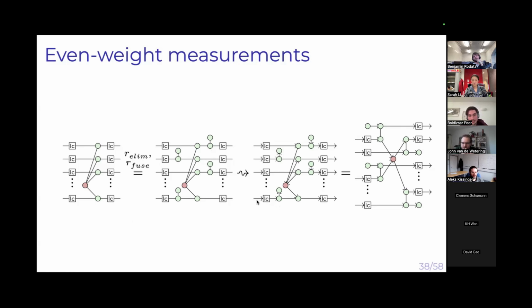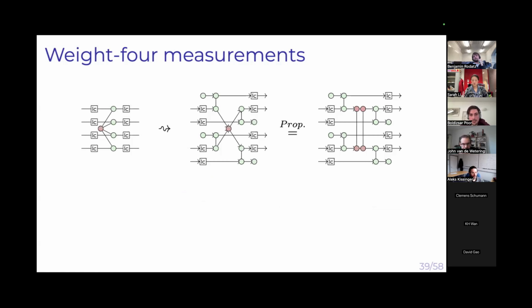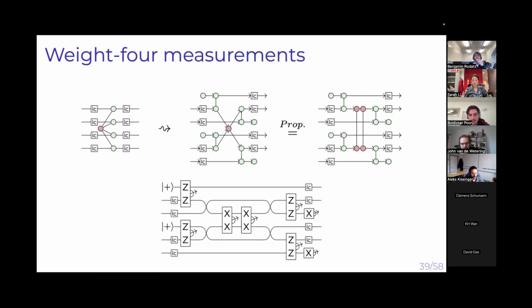Then we find a well-covered MC flow on this diagram. And because there exists a well-covered MC flow, we can always rewrite this into something with small weight Pauli measurements. So in this case, this is the weight for measurements. We rewrite into this, which then by the proposition equals this, and this is distance preserving. And from this, we can extract a quantum circuit of the following form.